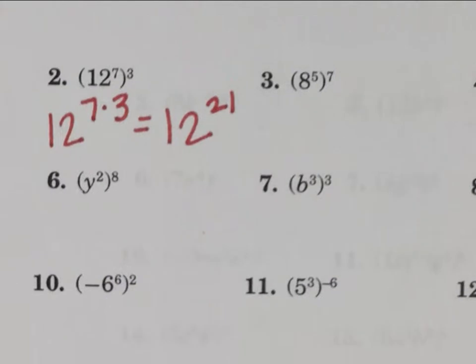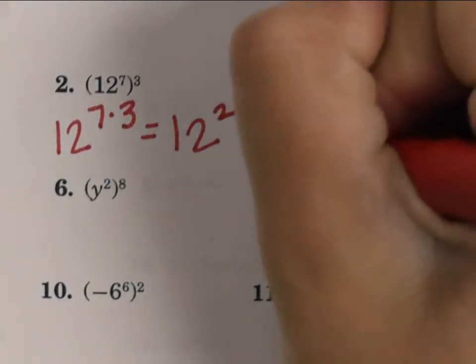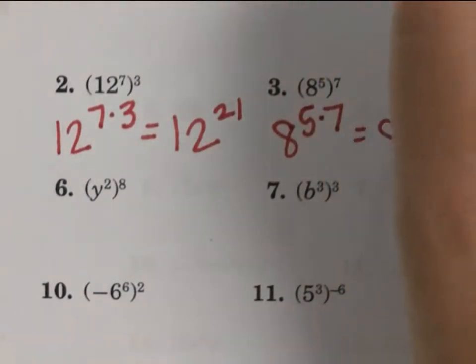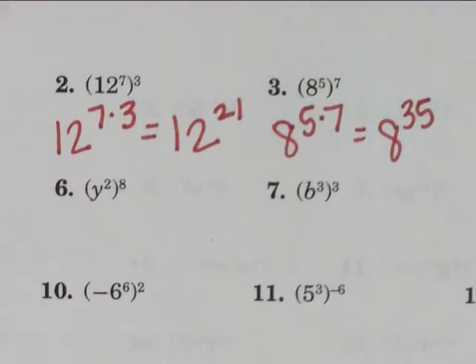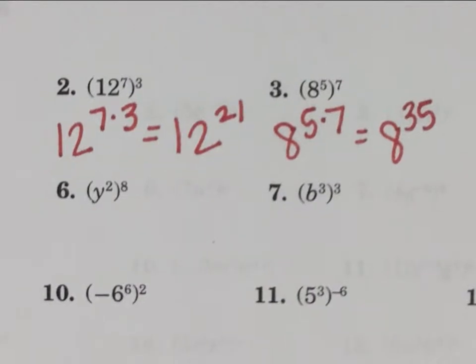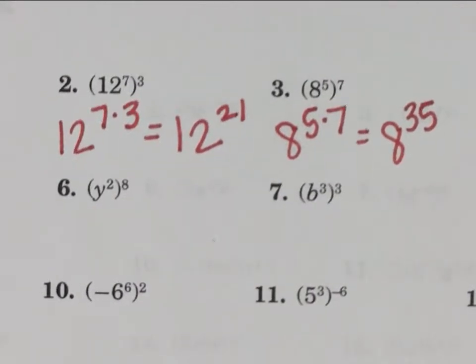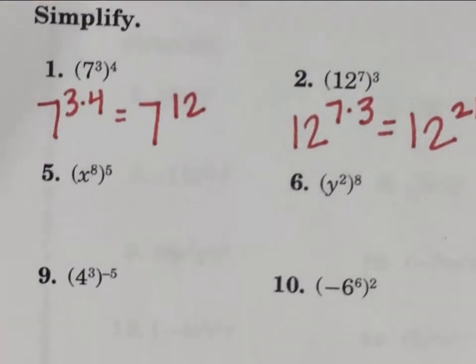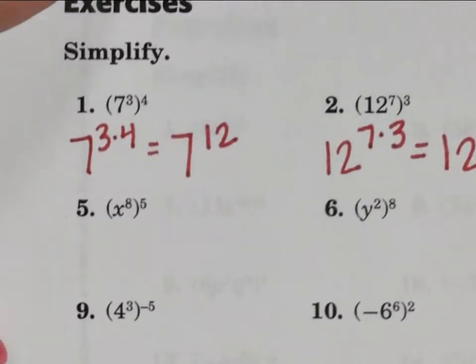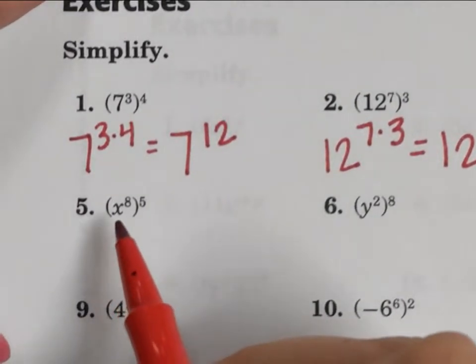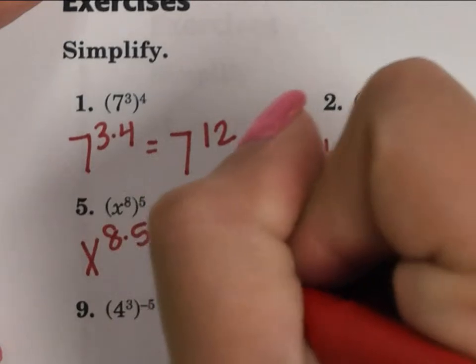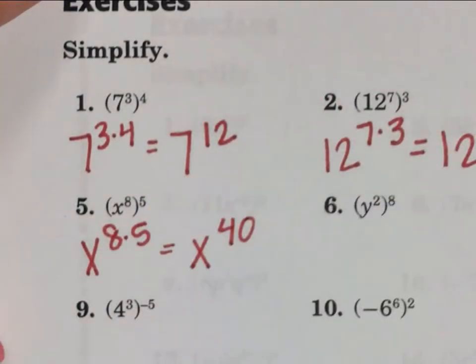Number 3, 8 to the 5th, all to the 7th. I'm going to multiply those exponents, so that means I have 8 to the 5 times 7, which would be 8 to the what? 35th power. That's a big number. Okay, let's just skip on down to number 5. Does it matter now that I have a base that's a variable, x to the 8th? No. It doesn't change anything. I still have x to the 8 times 5, which would be x to the 40th power.